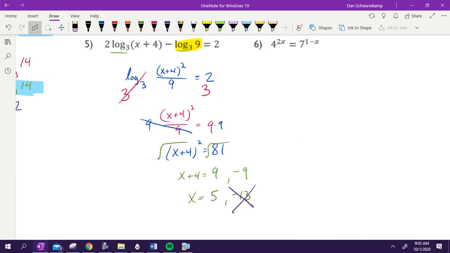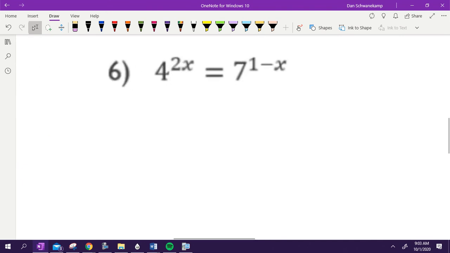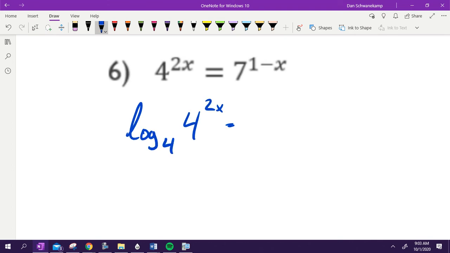Okay, let's get to this last one. 4 to the 2x is equal to 7 to the 1 minus x. This one's a little bit tougher. I want to get x by itself. How do I get rid of 4 to the power? Log base 4. And whatever I do to one side, I've got to do to the other. And so it helps me on one side, but not really the other.